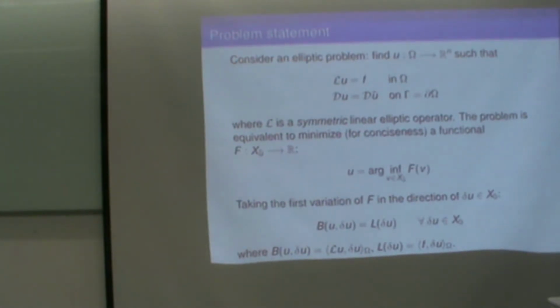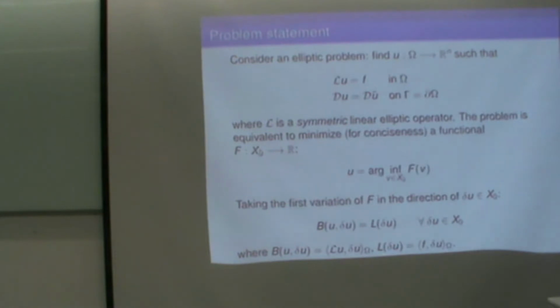Okay, so suppose that the problem is elliptic, and L is symmetric and positive definite to make things simpler, and the solution of that problem is the minimization of a certain functional F. If we take the first variation of that functional, what we have to solve is this variational problem: b of u, delta u, where I use the symbol delta u for the test function, or the virtual u if you wish, equals the right hand side.